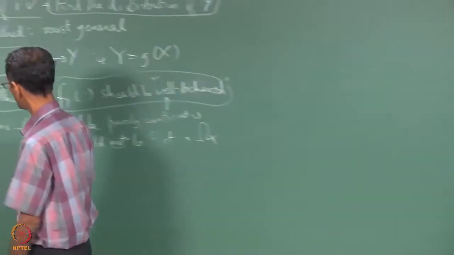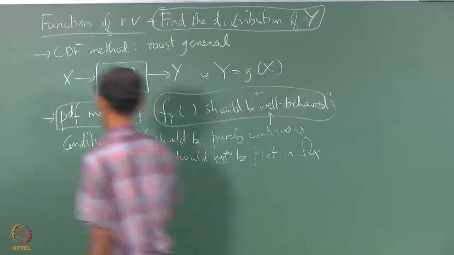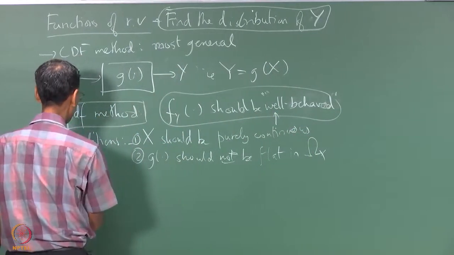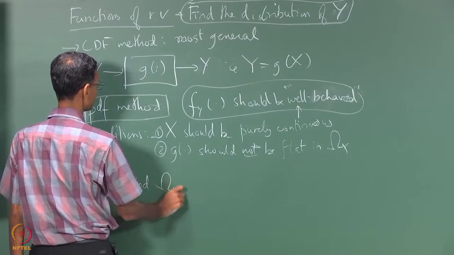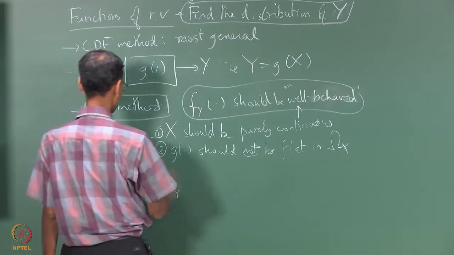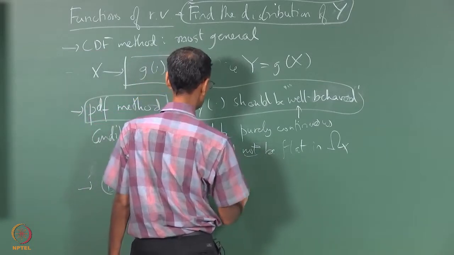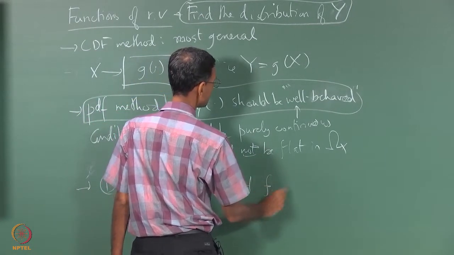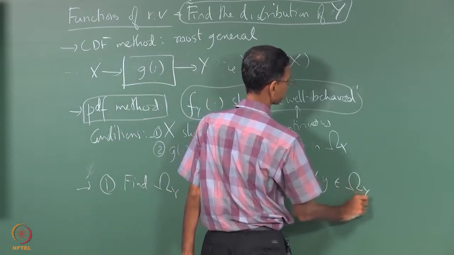As usual, we are going to make use of the conservation of probability principle to find this. Anyway, the first step you have to find omega y. This you cannot do without, as I emphasized yesterday. And then the second step is to find the density function for all y in omega y, pointwise.